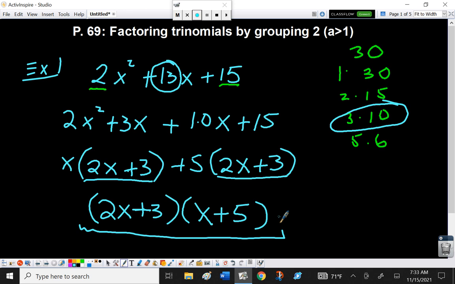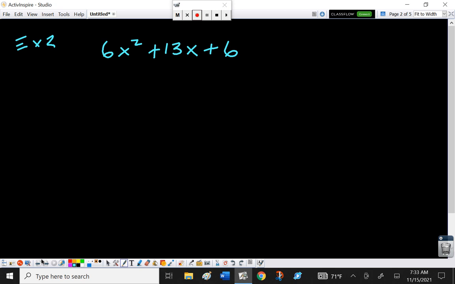Before I actually start doing the problem, though, I'd like for you to find the factors of the front number and the last number multiplied together. So pause the video and write down those factors. Here we go. Here's our next example, ladies and gentlemen. 6x squared plus 13x plus 6. Go ahead and pause the video and write down the factors of this leading coefficient times the constant coefficient.